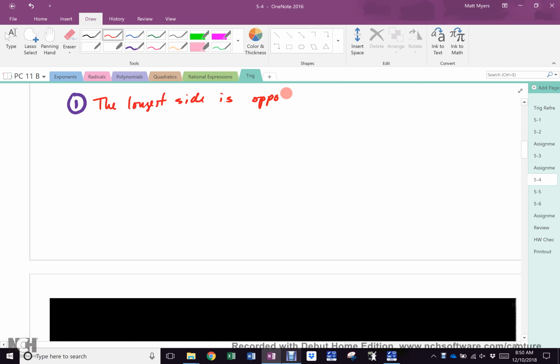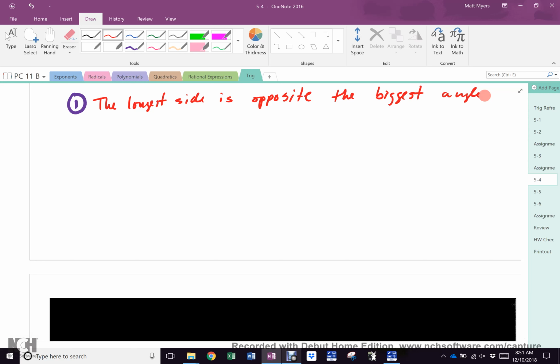The longest side is opposite the biggest angle, which we already know, right? From doing our special triangles, 30, 60, 90, yeah? But even before that, you knew it from doing Pythagoras, right? 90 is the biggest angle. What's across from it? The hypotenuse, the biggest side. That's really common sense, isn't it? So the longest side is opposite the biggest angle, which means everything else is also true.